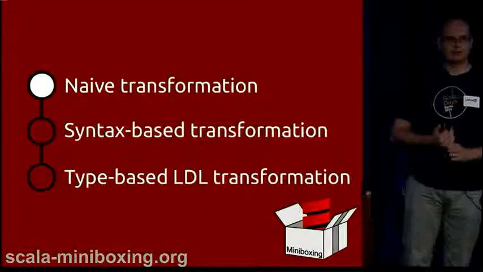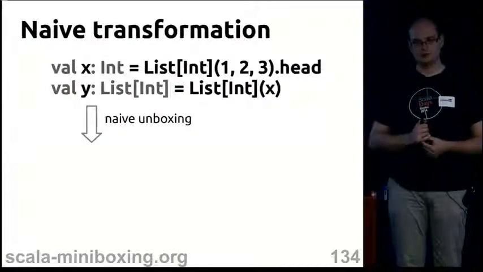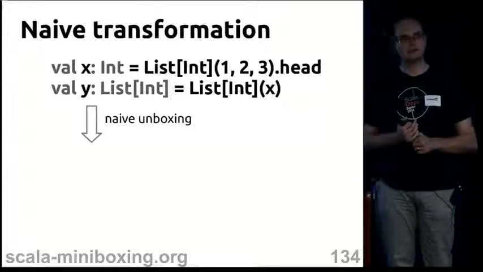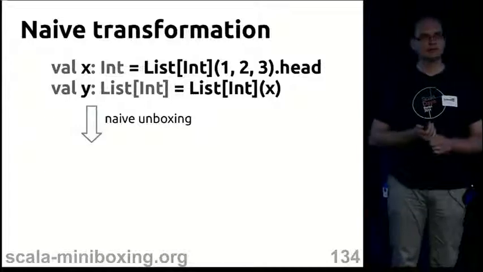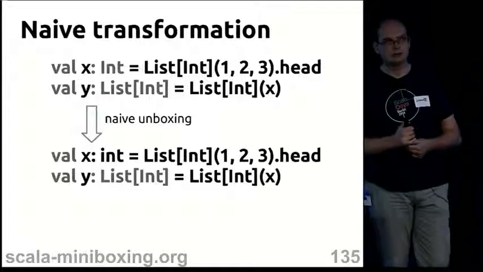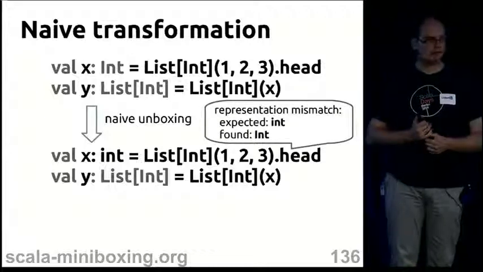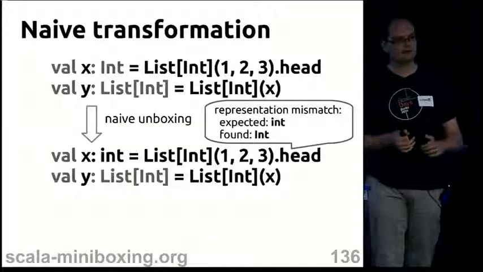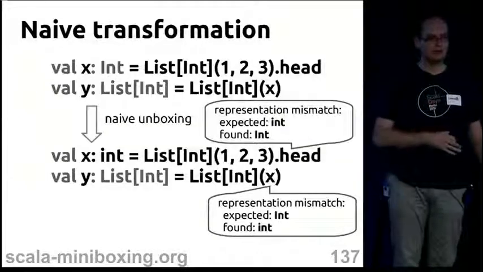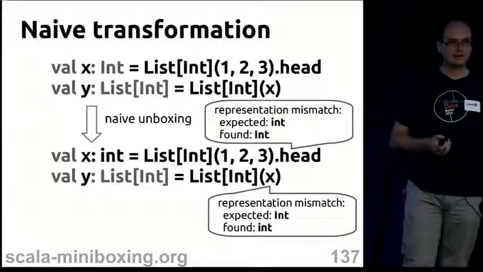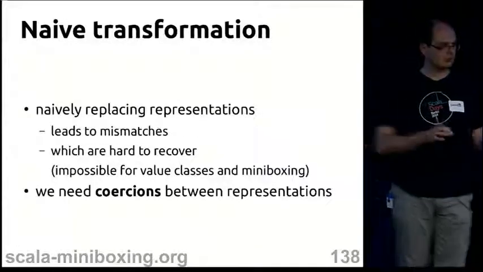Let's see. We start off with a naive transformation. This is just replacing the representation. So from code like this, where you have a list of integers, you take the head of it, and store it in X, and then create Y, which is another list of integers, based on X, the integer obtained before. With a naive unboxing scheme, you just transform X into an unboxed integer. What would this produce? Well, there would be a mismatch. In one place, you would expect an unboxed integer to be returned, but actually it would return a boxed integer. On the other hand, you would have another representation mismatch when creating the list, because the list expects boxed integers, and you give it an unboxed integer. Okay, so naively replacing the representation won't fly.